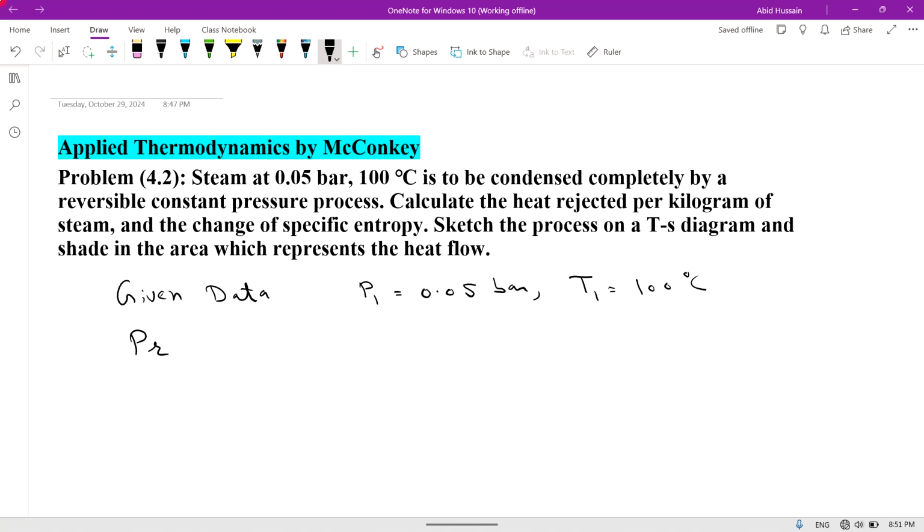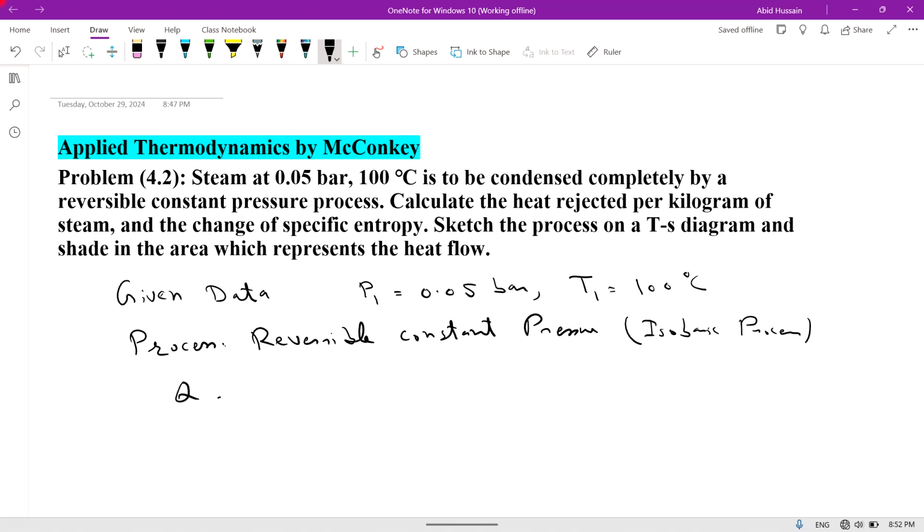pressure process. Process is reversible constant pressure process, or isobaric process. Reversible isobaric. And calculate the heat rejected. Required is heat rejected. To find heat rejected, change of specific entropy is S2 minus S1.